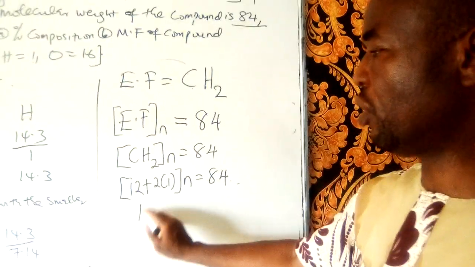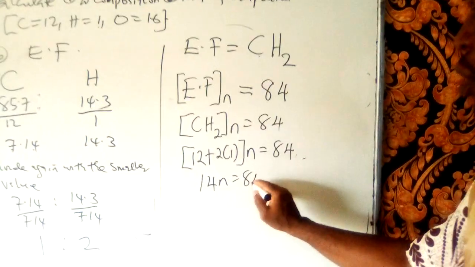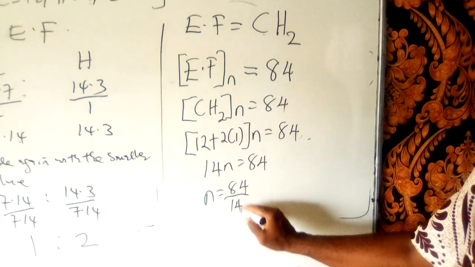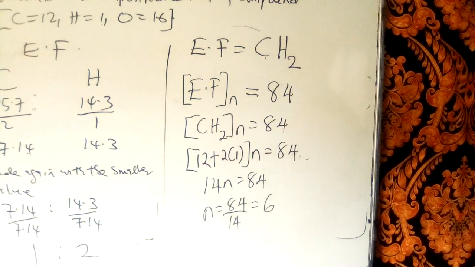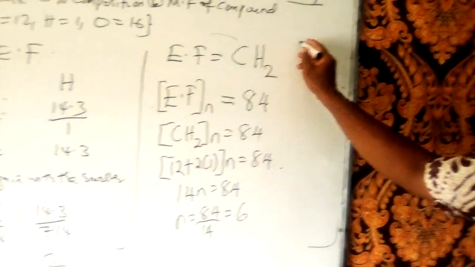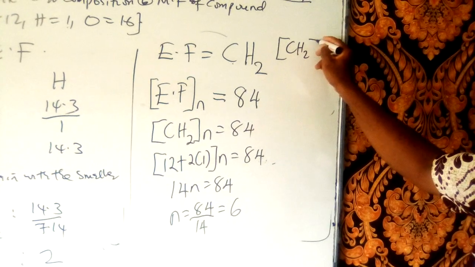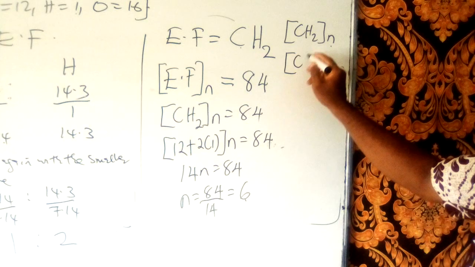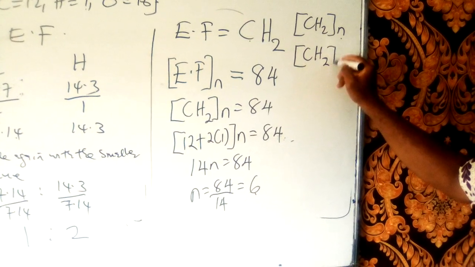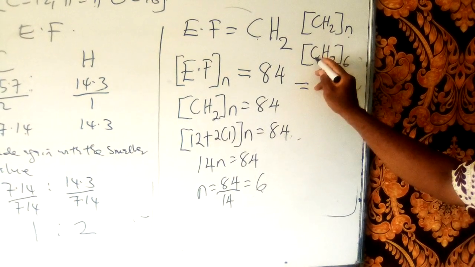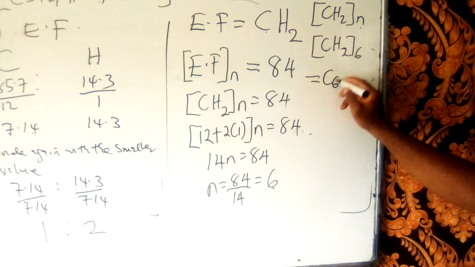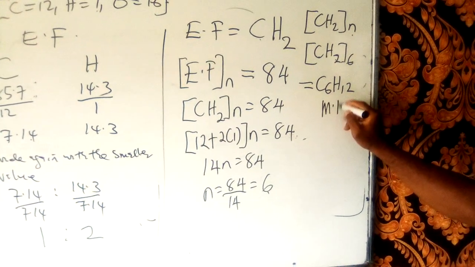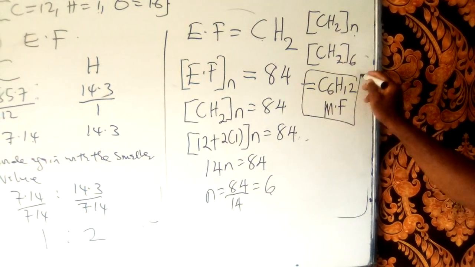So we now have 14n equal to 84. Our n becomes 84 over 14. That gives us a perfect number, which is 6. Now, we'll go to this expression CH2 bracket n and replace n with 6 and open up the bracket. CH2 bracket 6. We'll have 1 carbon times 6 gives us 6 carbon atoms. 2 times 6 gives us 12. So this is the molecular formula of the compound, and this compound can be called hexene.